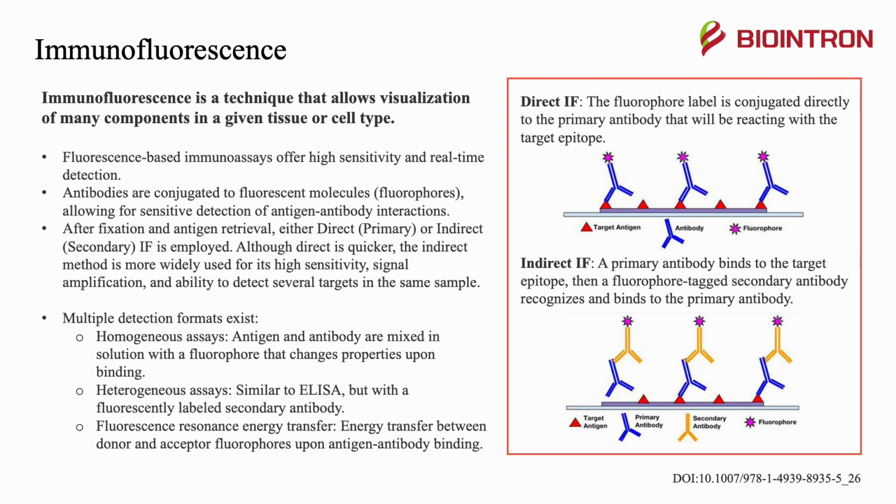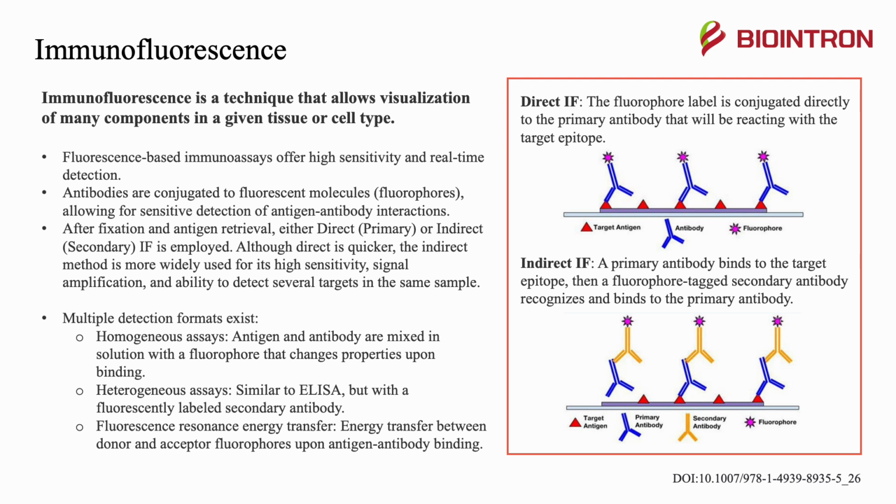Although the direct method is quicker, the indirect method is more widely used for its high sensitivity, signal amplification, and its ability to detect several targets in the same sample. Multiple detection formats do exist. One includes homogeneous assays, where the antigen and antibody are mixed in solution with a fluorophore that changes properties upon binding. We also have heterogeneous assays, similar to ELISA, but with a fluorescently labeled secondary antibody.